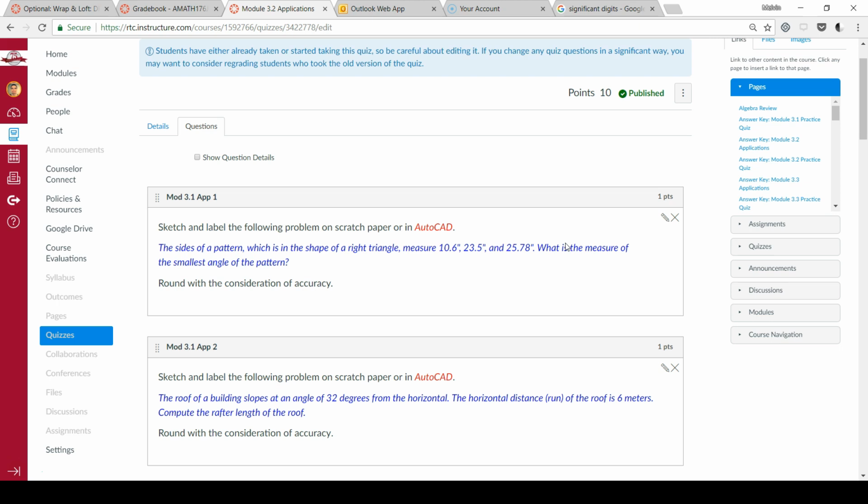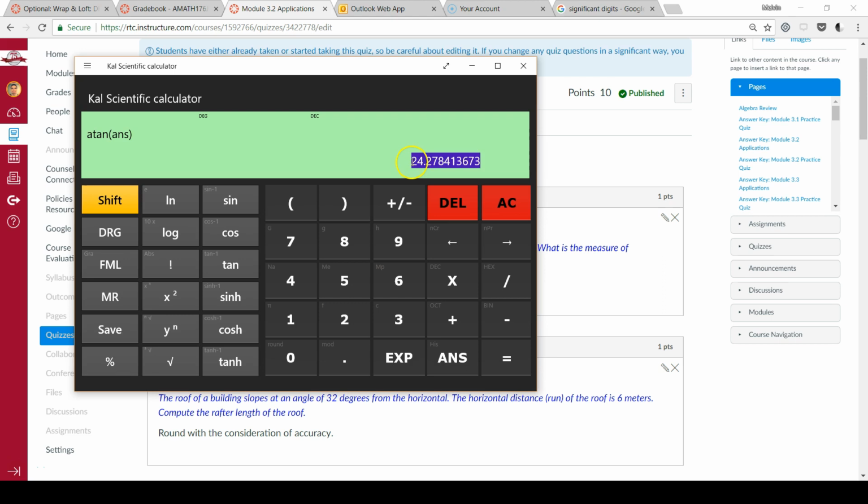Now in our original question, with our given numbers, we had certain amounts of sig figs, right? If we remember, our final answer can only be as accurate as the least accurate number in our given information, and accuracy is gauged by significant digits. So our numbers with the least significant digits are the 10.6 and the 23.5. That's 3 significant digits. I have 3 significant digits on the 10.6, 3 on the 23.5, and 4 significant digits on the 25.78. 3 is less than 4, so 3 sig figs is what I go with. If I look at my final answer again, 3 sig figs is going to round to 24.3.